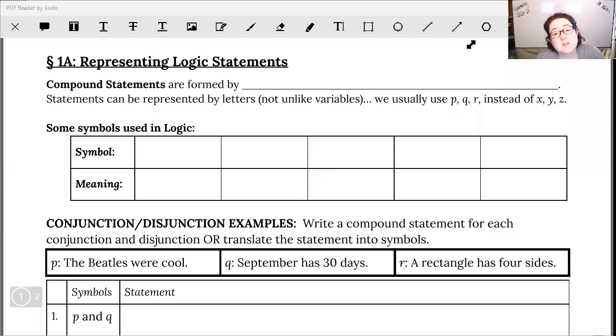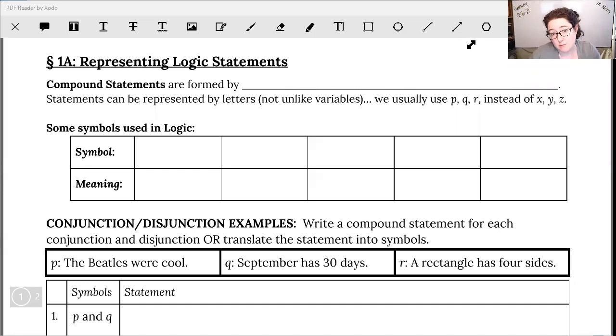In these examples today, we're going to look at how to write or represent logic statements. We're going to look at two kinds of statements today. Compound statements can involve either conjunction and disjunction, which are very closely related, as well as conditional statements. So let's check out some of these examples.